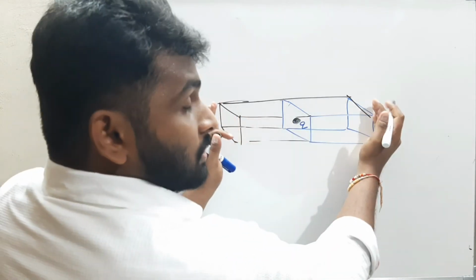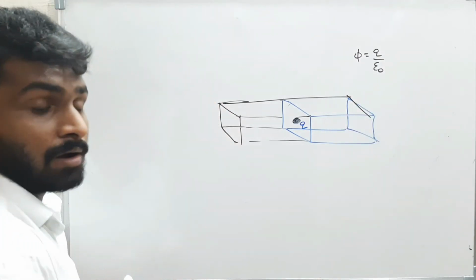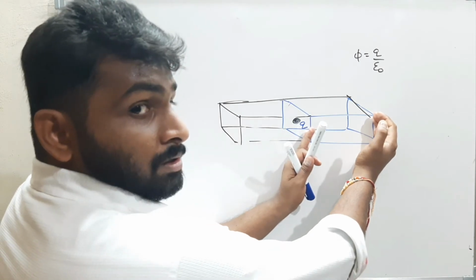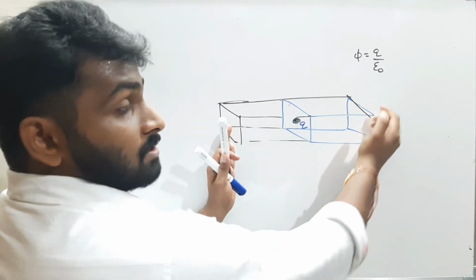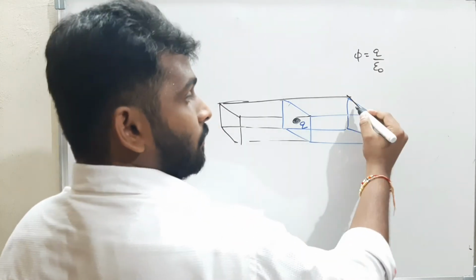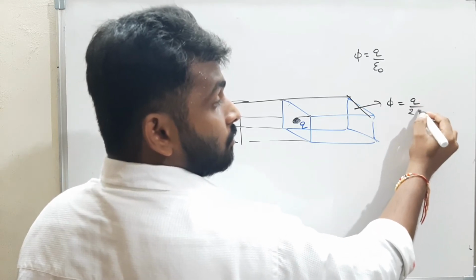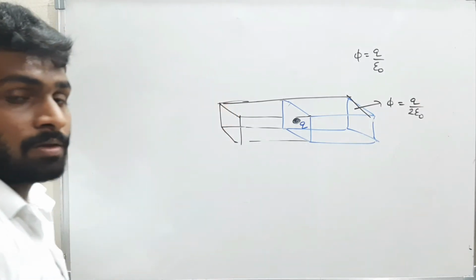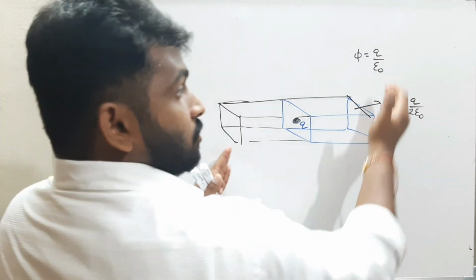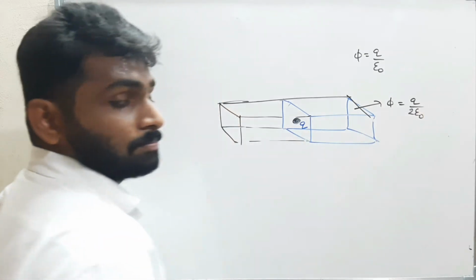Therefore, for the whole Gaussian surface, what is the flux? The flux is Q by epsilon naught. And for only half, that means only for this cube, how much? It is Q by 2 epsilon naught. I think it is clear. For the whole, it is Q by epsilon naught. For half, that means for this cube, it is Q by 2 epsilon naught.